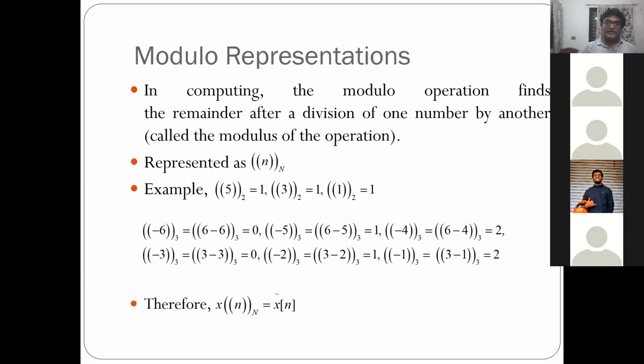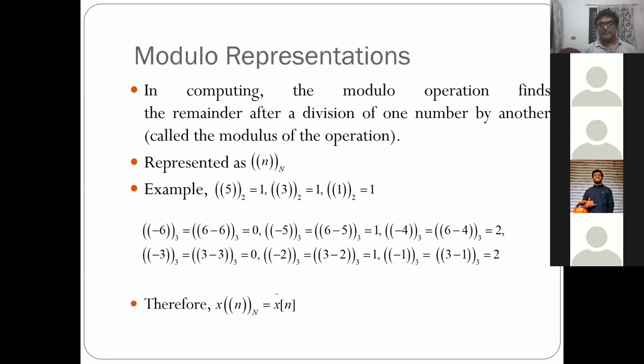Now you can do the same when the dividend is a negative number. So we will see how this is done when the dividend is a negative number. That is done in a slightly different manner. Say for example, how do you compute minus 6 modulo 3? Let us see how minus 6 modulo 3 is computed.